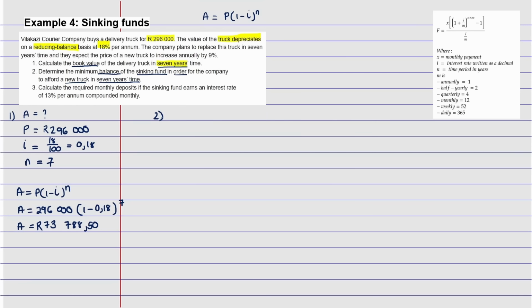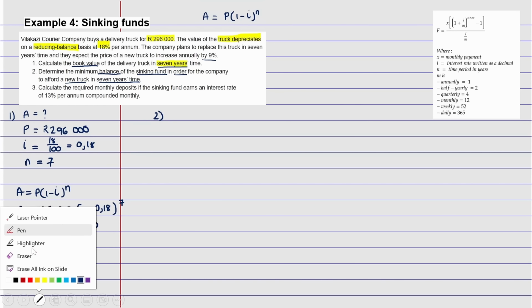So here, what we're looking for, we're going to compound this amount, this 260, by 9. Let's go back and see why I'm saying that. I'm just going to change my highlighter so that I don't confuse you guys.